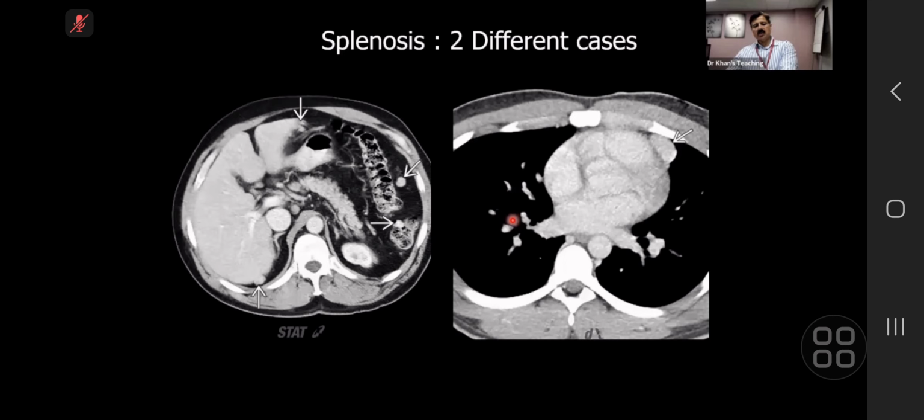Beware of this case, and this has come in the exam many a time. This is slightly different from an accessory spleen. This is known as splenosis, basically ectopic splenic tissue growing up. These patients usually have a previous history of, let's say, trauma where there was a splenic rupture. Now the splenic tissue has gone right and left within the abdominal cavity.